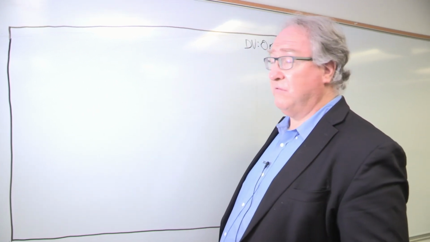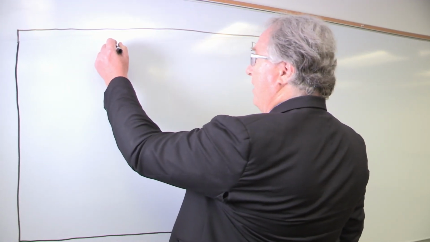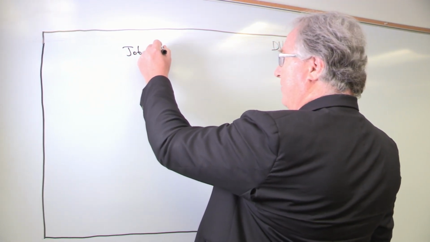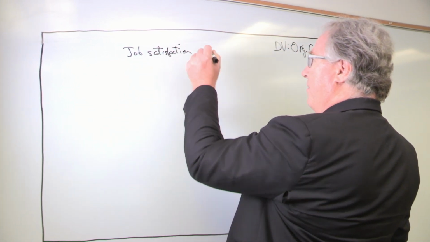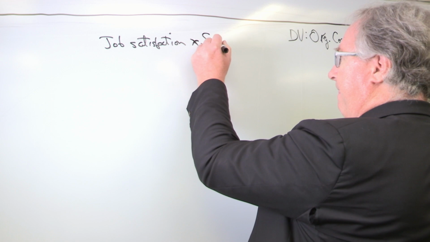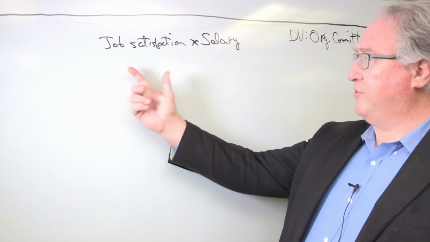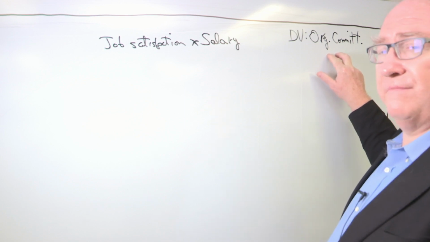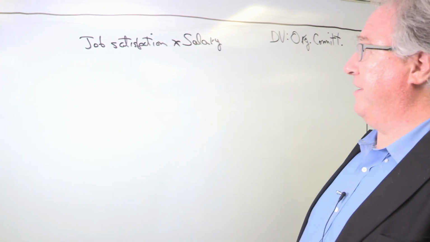So a two-way interaction would be something like this. We might look at the interaction of job satisfaction by employee salary, as that interaction of job satisfaction by employee salary affects our DV, our dependent variable or outcome variable, organizational commitment.